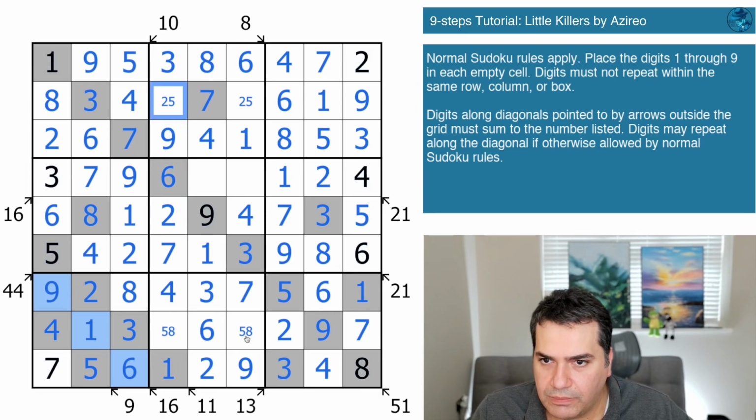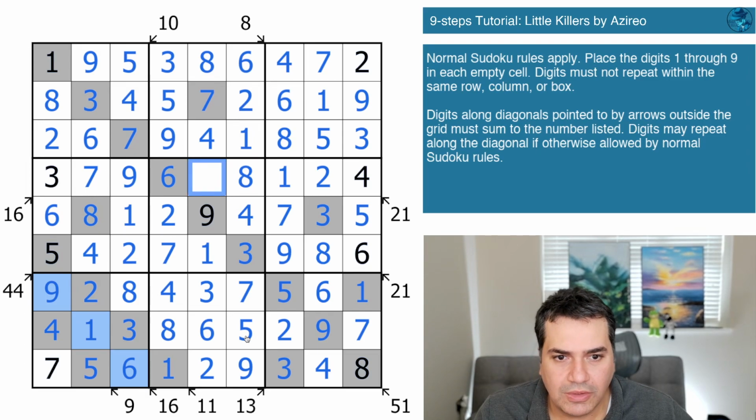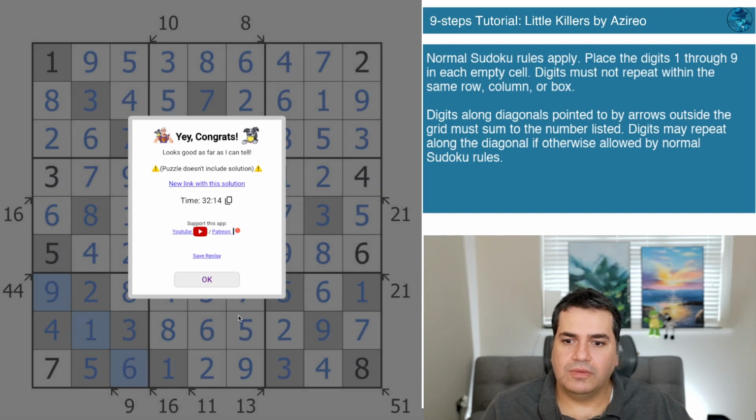And this 2 helps us because it tells us 5 and 2, 8 and 5. And to complete the box, we need an 8 and a 5. And the order is as follows. So if there's no mistakes, that's a solution to today's puzzle. 32 minutes.